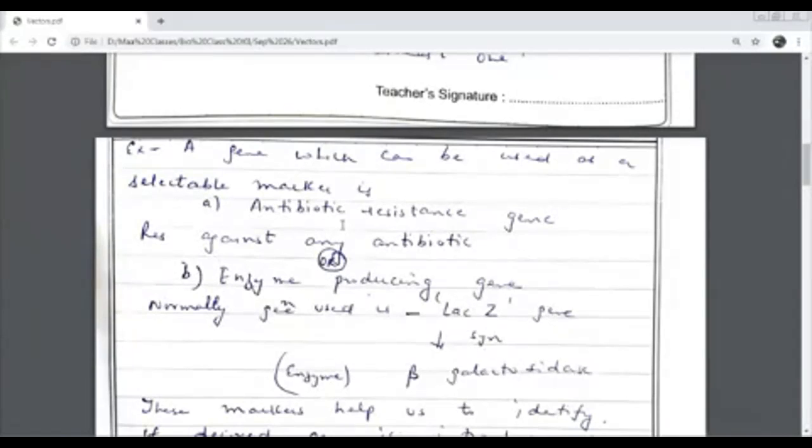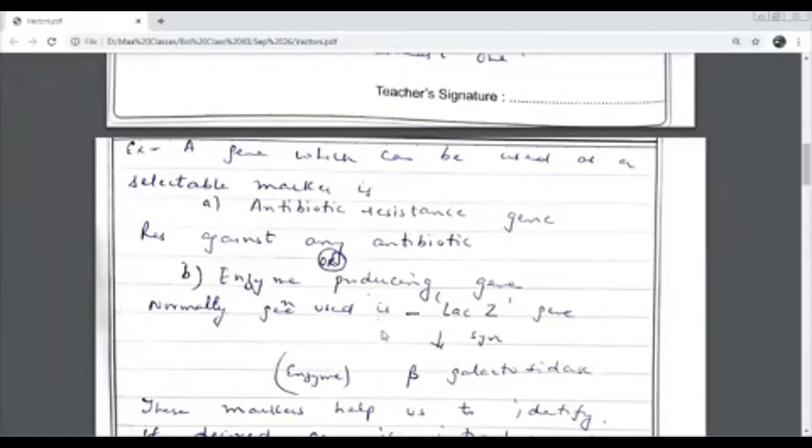The second one which can act like a selectable marker is the enzyme producing gene. Here I give you an example of an antibiotic resistant gene. It could be any antibiotic, ampicillin, tetracycline, any antibiotic resistant gene you can use. That means resistance against any antibiotic. The second kind of gene which can be used as a marker is the enzyme producing gene. Antibiotic resistant genes are many, but enzyme producing genes are very few.